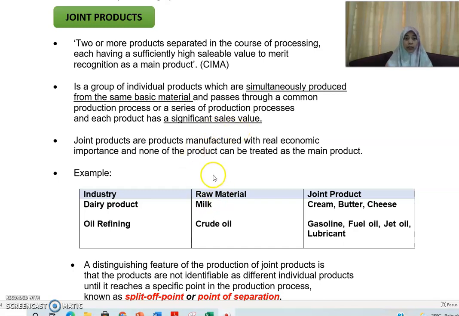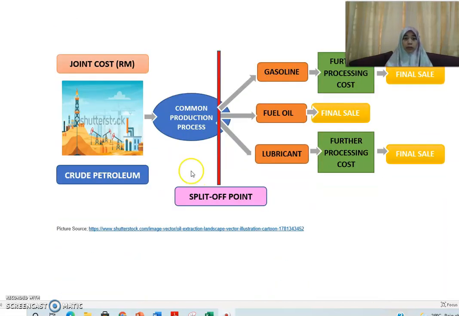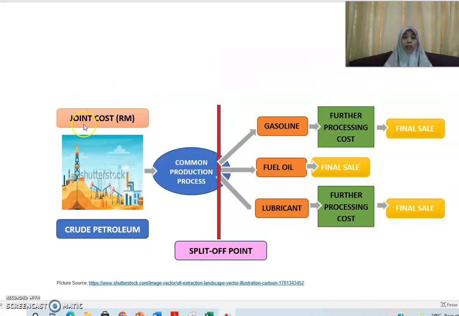So you will have this crude petroleum that you process in the common production process. They undergo the same production process until the split off point, then only you get the three joint products. The cost that you incur here will be termed your joint cost, or sometimes certain books use the word common cost. So this one is your common cost.